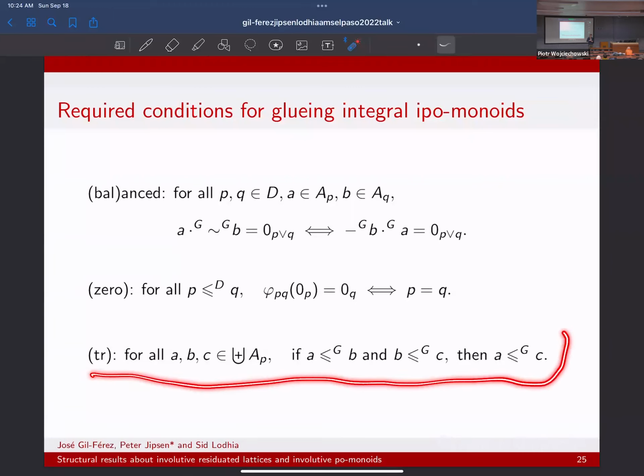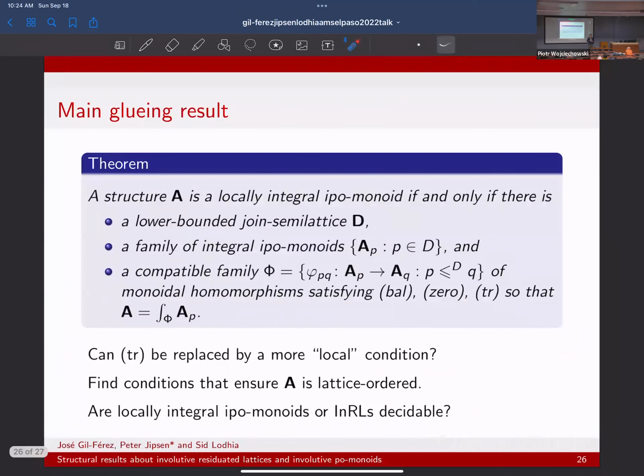And then you have the condition that we would dearly love to replace with something simpler, the transitivity condition of the order. Currently, we're just assuming it. And you can check it, of course, in the finite case, but we would prefer to have something simpler here. Finally, we have the main theorem of this gluing result: if you have a lower bounded joint semilattice, a family of integral IPO monoids, and a compatible family of morphisms that satisfies the three properties from the previous slide, then you can do this. And it's if and only if. That's the crucial part. Some details to check, so the preprint should be available soon.